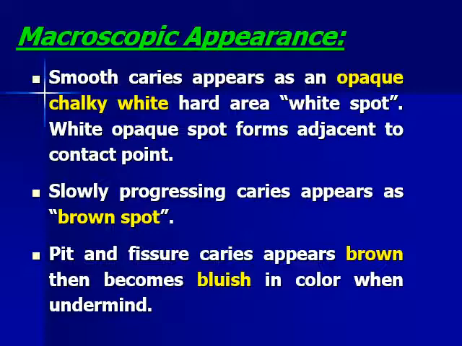In pit and fissure caries, the same procedure takes place, but usually the fissure is too narrow, so you don't get to see the chalky white or the incipient caries. What you see first is the brown spot before the white chalk. It happens, but you don't see it because the fissure is so narrow.